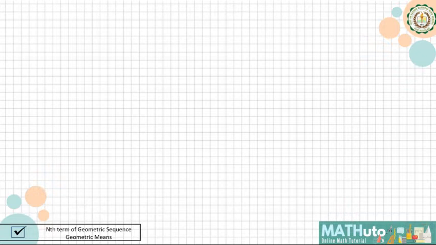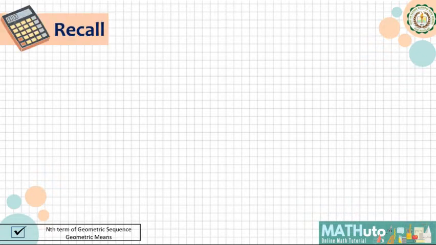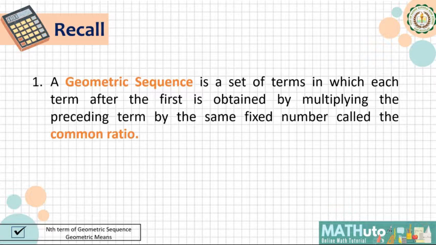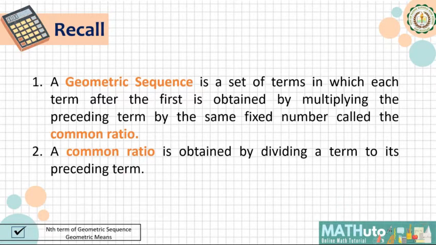Before we start, let us first have a recall of what we discussed last week. Number 1, a geometric sequence is a set of terms in which each term after the first is obtained by multiplying the preceding term by the same fixed number called the common ratio. And the common ratio is obtained by dividing a term by its preceding term.